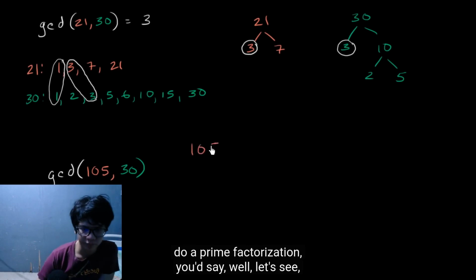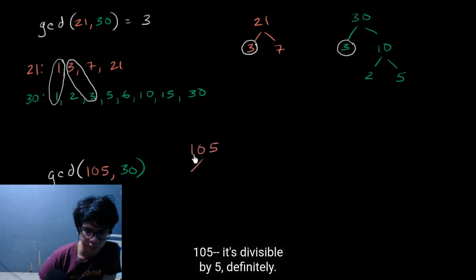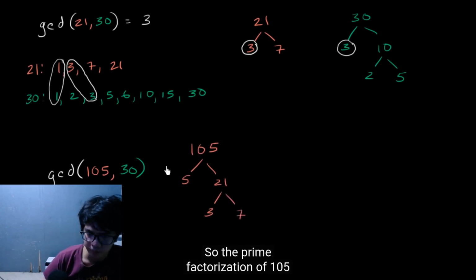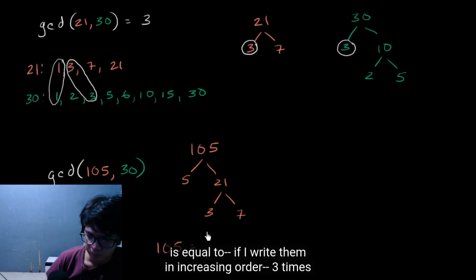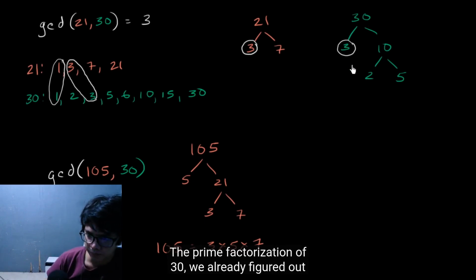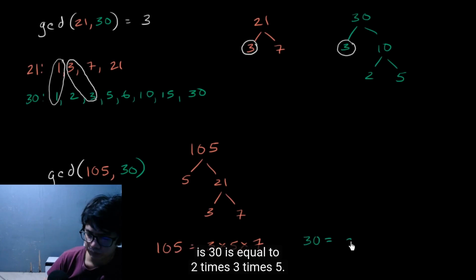But if you do a prime factorization, you'd say, well, let's see, 105, it's divisible by 5, definitely. So it's 5 times 21, and 21 is 3 times 7. So the prime factorization of 105, if I write them in increasing order, is 3 times 5 times 7. The prime factorization of 30 we already figured out. 30 is equal to 2 times 3 times 5.